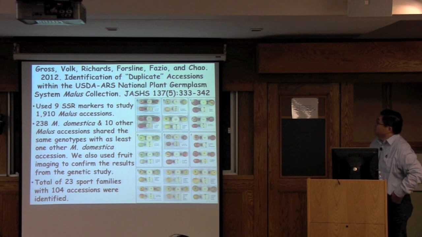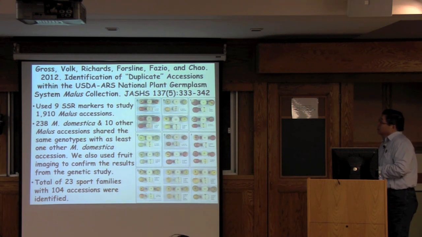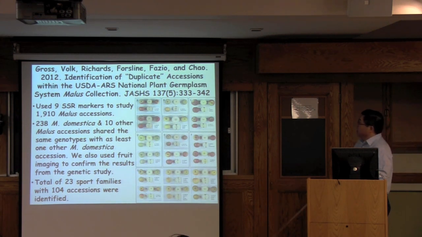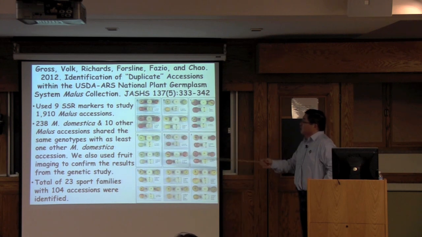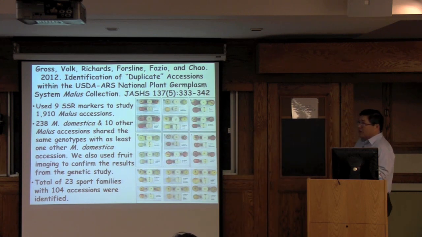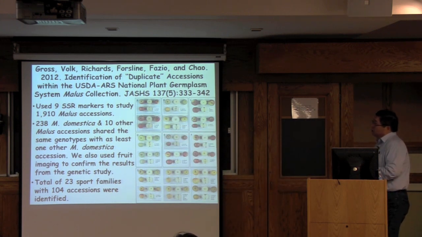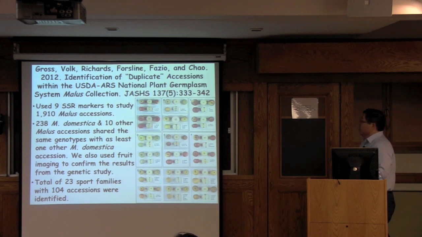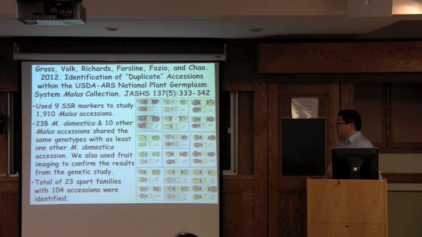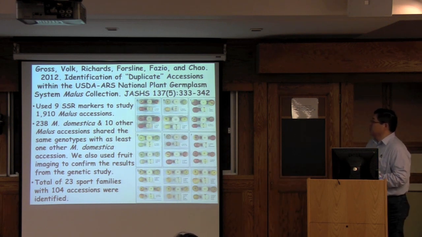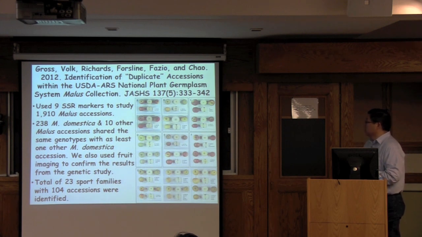We also use different genetic markers. In this particular example, we used 9 microsatellite markers to study over 1,900 Malus accessions we have in our collection. We were able to identify 238 Malus domestica and also 10 other Malus accessions that actually share the same genotype, based on 9 SSR markers, with at least one other Malus domestica accession in our collection.